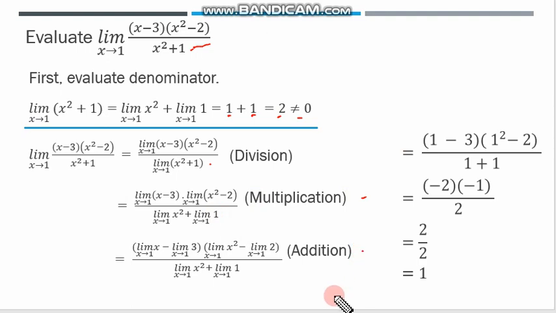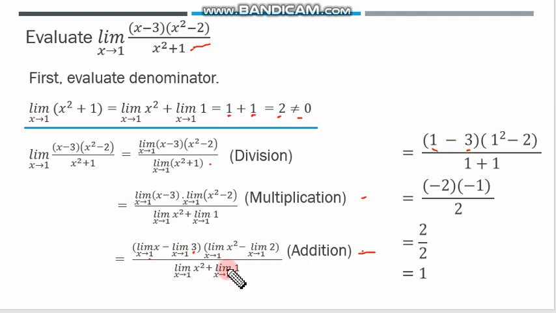And applying the addition or subtraction theorem for the x minus 3. So limit of x as x approaches 1 minus limit of 3 as x approaches 1, times limit of x squared as x approaches 1 minus limit of 2 as x approaches 1. So that's it. So we will get all the values here. So the limit of x is the value of c, which is 1. The limit of the constant is the constant itself, which is 3.